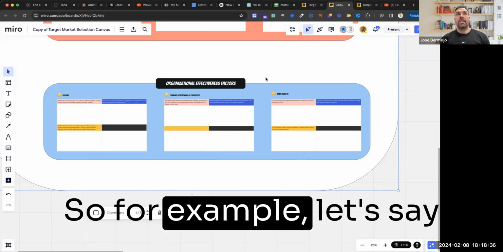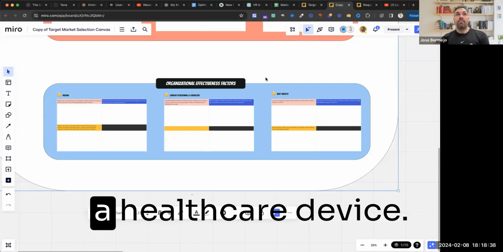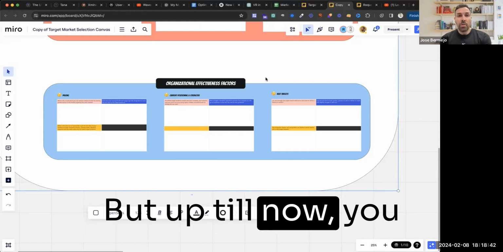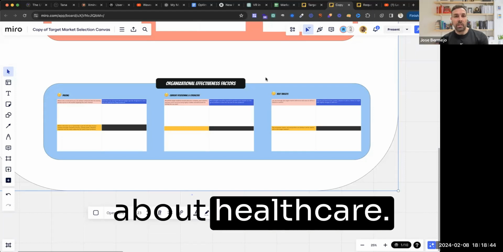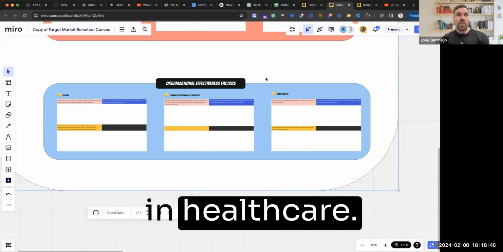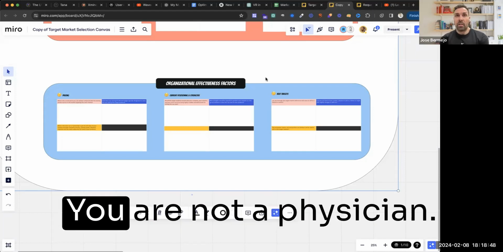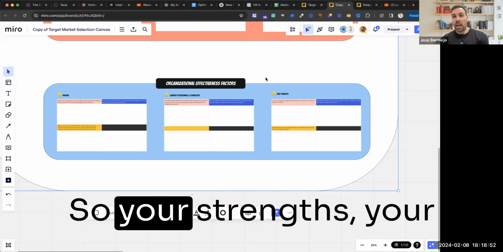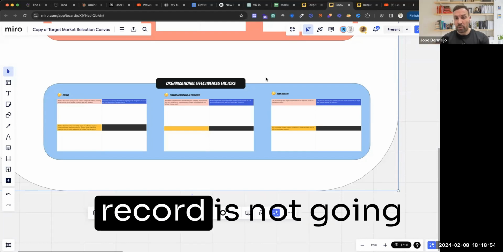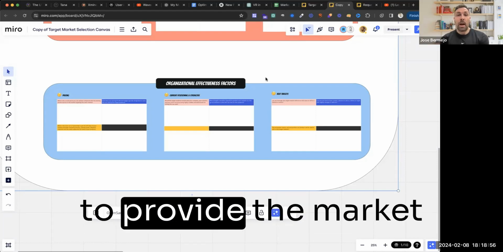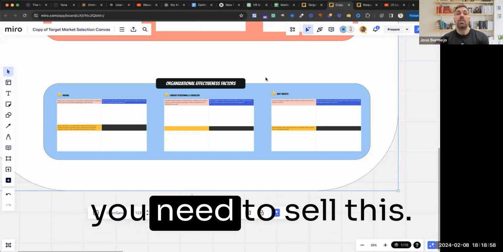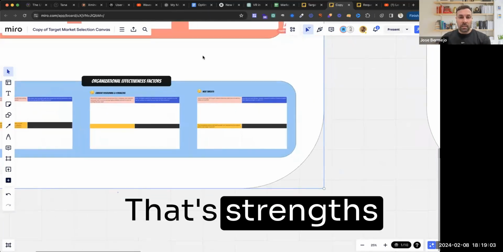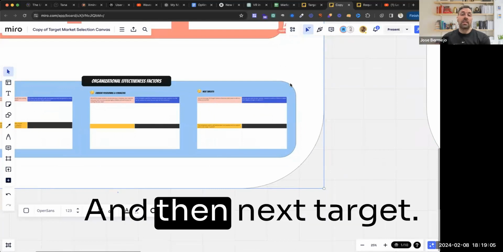So, for example, let's say that you're launching a healthcare device, but up till now, you didn't know anything about healthcare. You are not a PhD in healthcare. You have no experience in healthcare. You are not a physician. You have no idea about healthcare. So your strengths, your knowledge, your track record is not going to provide the market the credibility that you need to sell this. So we need to look at this. That's strengths and positioning. And then next targets.